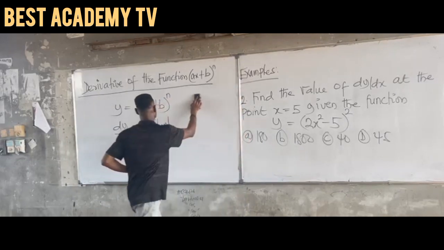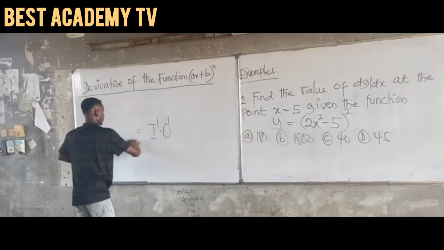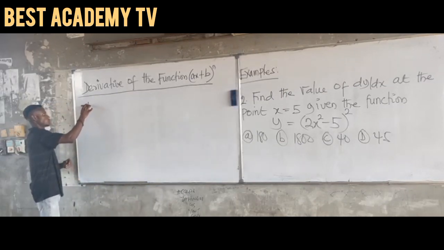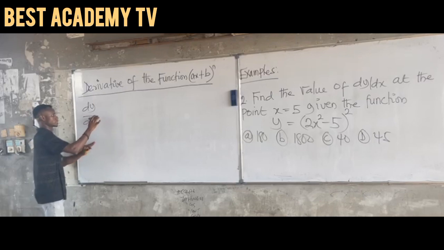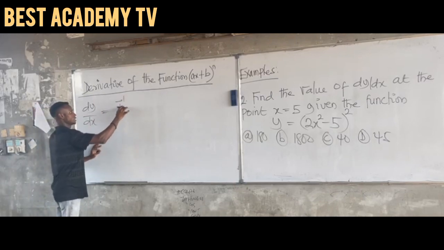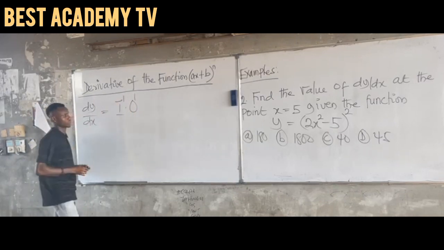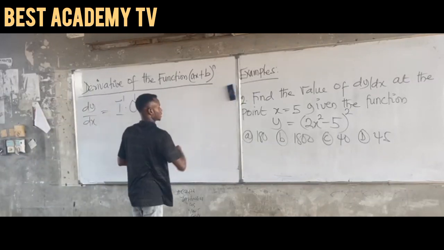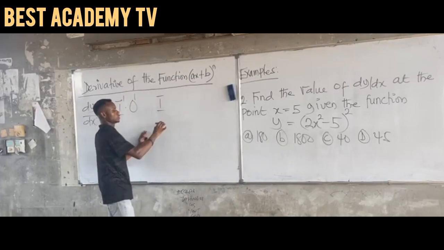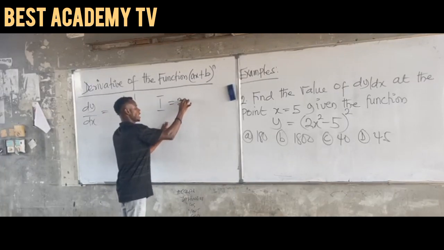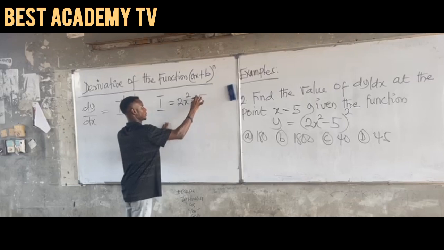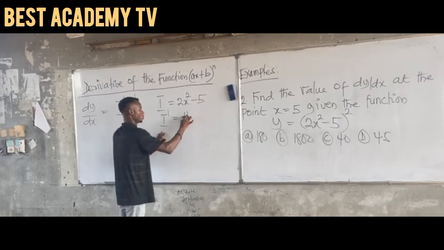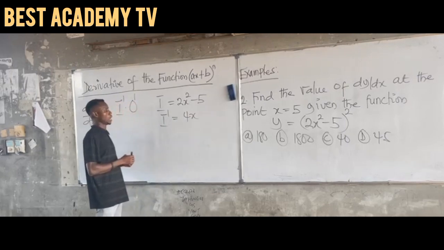So solving this, our dy over dx will be equal to the inner derivative times the outer derivative. So now let's try to know our inner. The inner is the one inside. So our inner here is said to be 2s squared minus 5. So our inner derivative is, differentiate this, and what is the answer? 4s.